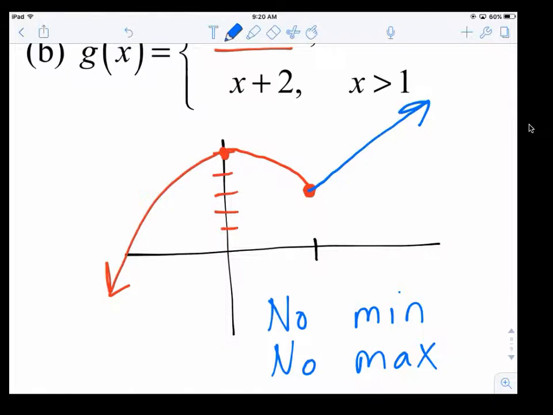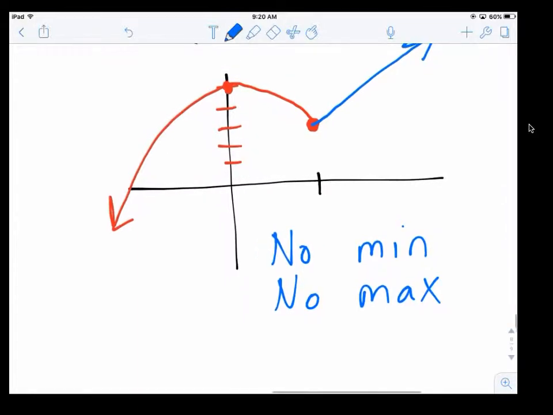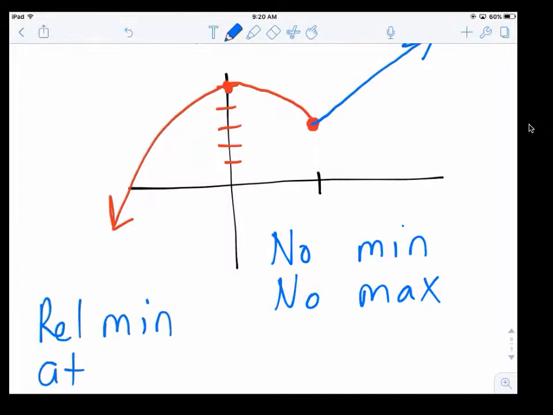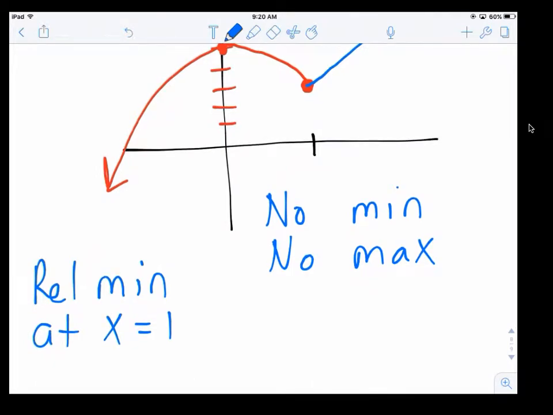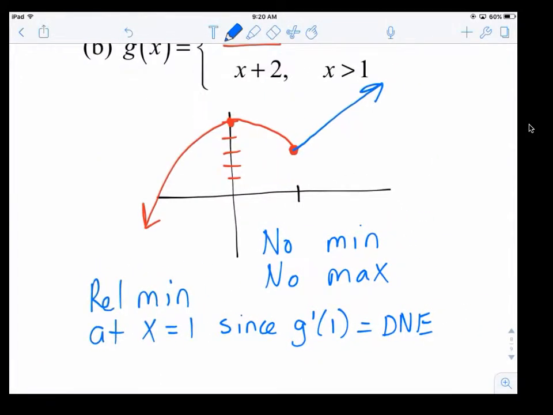And what do we have there at x equals 1? What would that be? Right. You have a relative min at x equals 1. Because, what is this? This is g, since g prime of 1 does not exist. And again, what's it at relative min at x equals 1?